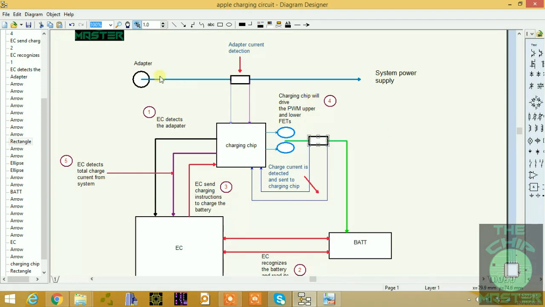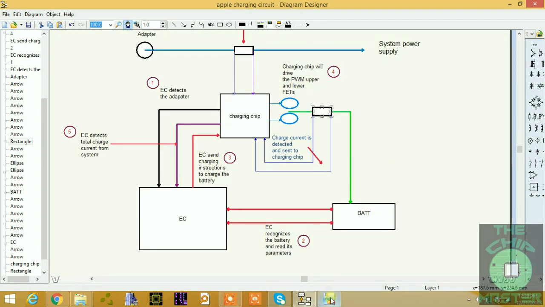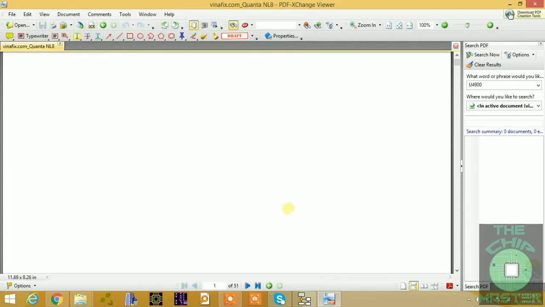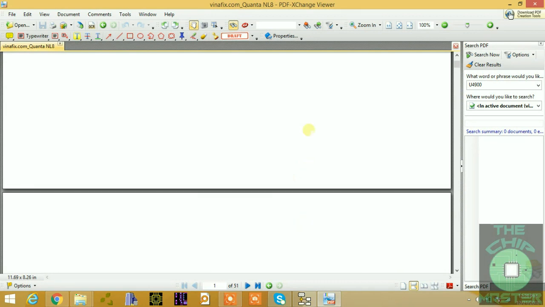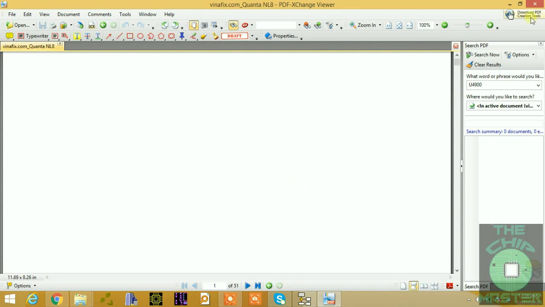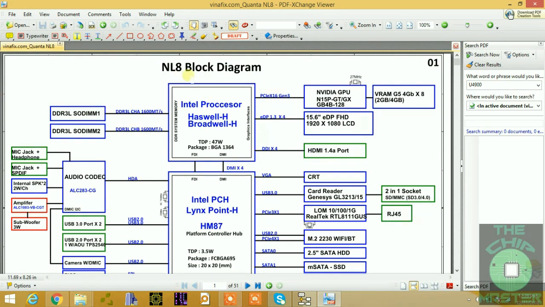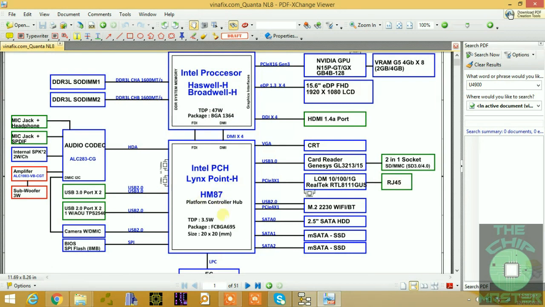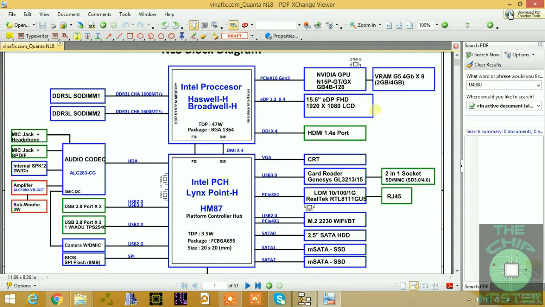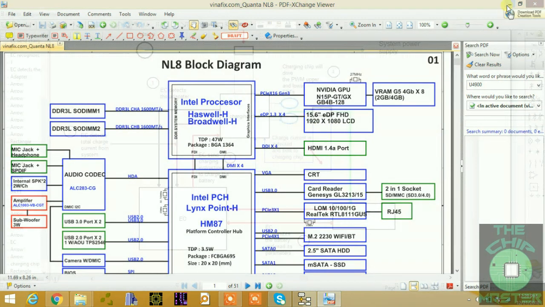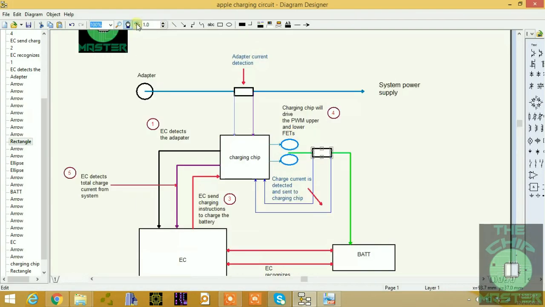Here I have some steps, as you can see. I'm going to explain the steps and then go over to the schematic of this board, and we're going to go through it step by step. This is the Quanta NL8, from the Linux Point HM87, PCH Intel Series 8 platform, as you can see. This is the diagram that I have designed.